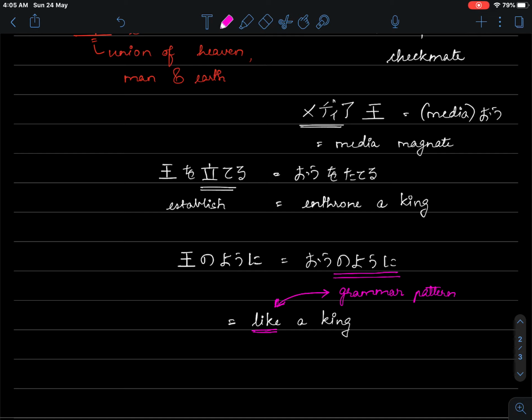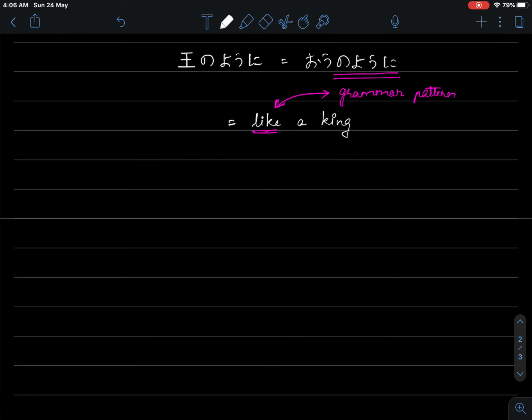Okay, so one simple example with a kanji that we have already done. It may not make a lot of sense, but you can think of it as like the sun. So that's how that functions. Okay, let's have a look at the next kanji.